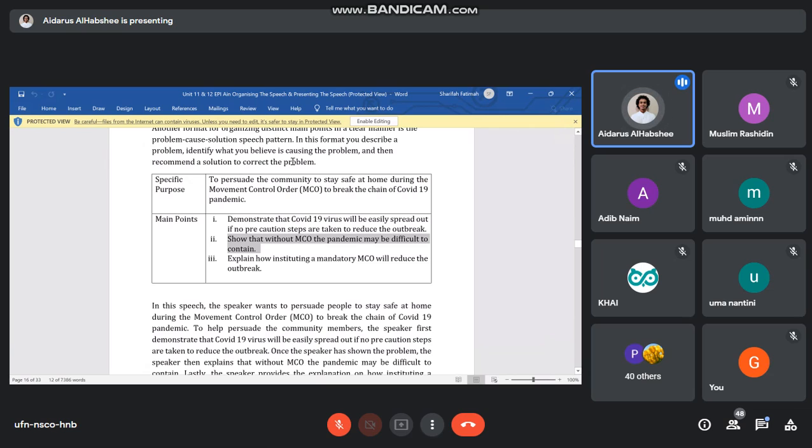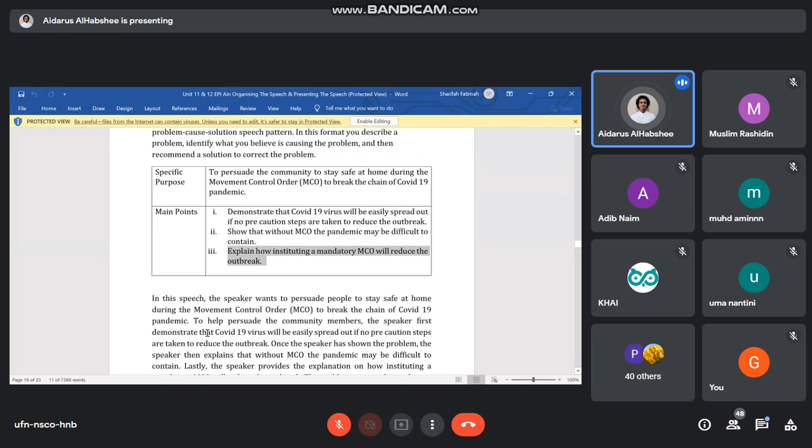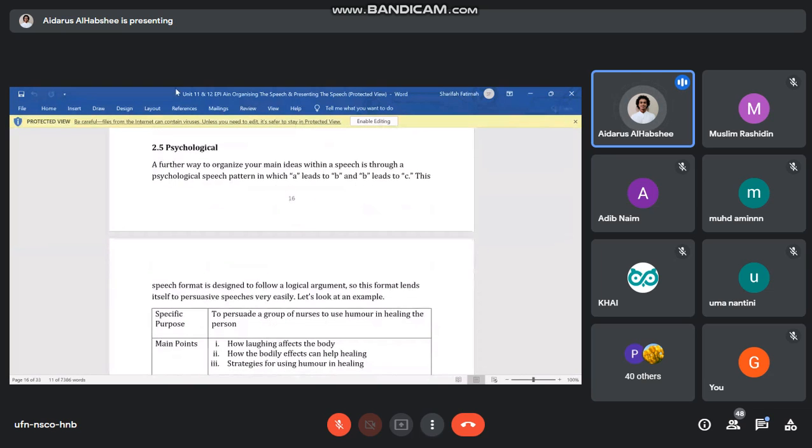Okay, and then you recommend a solution to correct the problem. Explain how instituting a mandatory MCO will reduce the outbreak. So here, you are explaining why the effect is important. Sorry, the cause is important to manage the effect through the solution. Yeah, and then there is the psychological pattern.